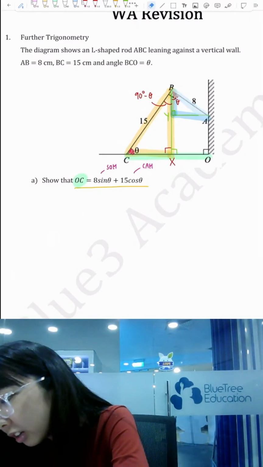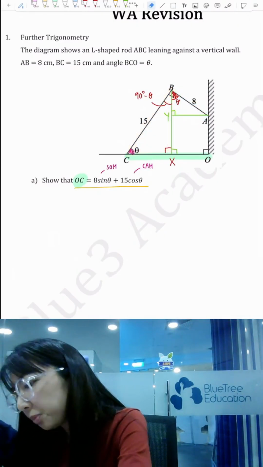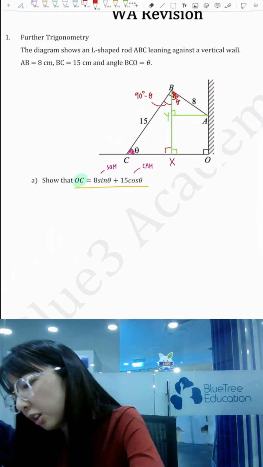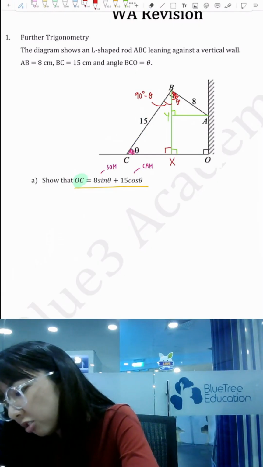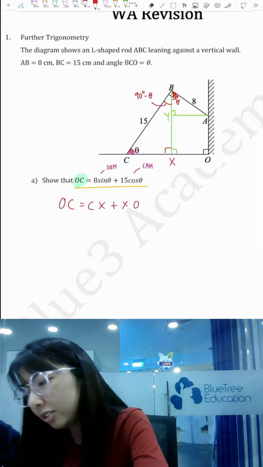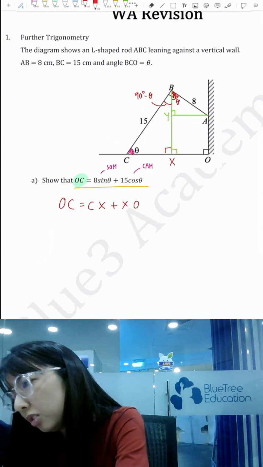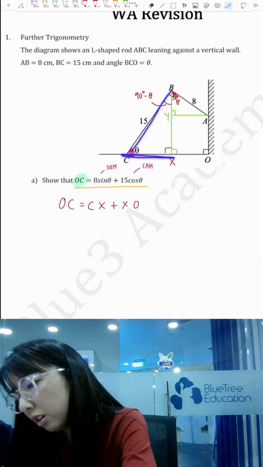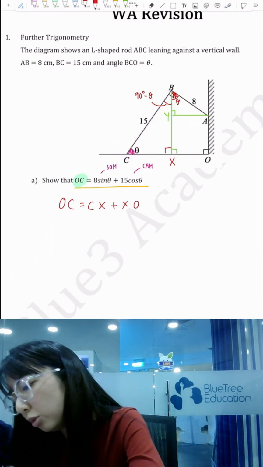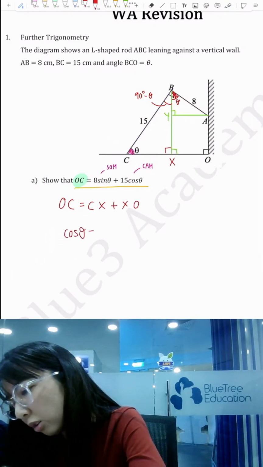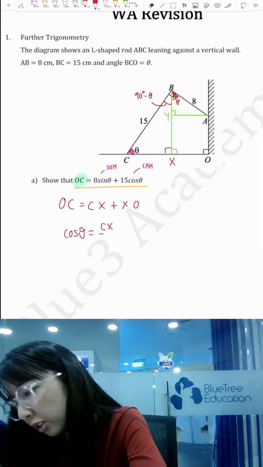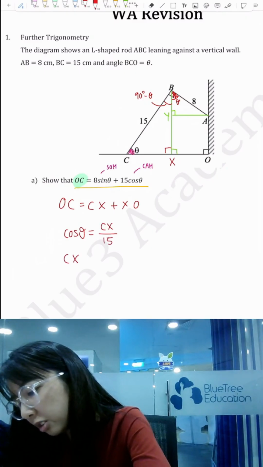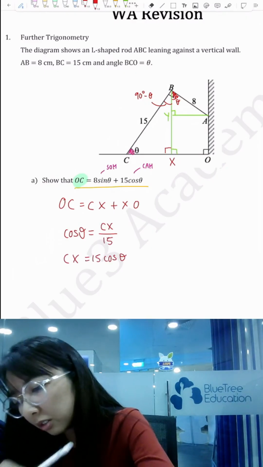Alright, now, let's continue here. Okay, I erased the highlight, if not, got a lot of things here. So here, I got 2 triangles. So OC, can you see that actually OC is the same as CX plus XO? So I find CX first. In this triangle over here, this is my theta, that means this is my adjacent and hypotenuse. I have hypotenuse, so I will use cosine. Cosine theta equals CX over 15. So CX equals 15 cosine theta.